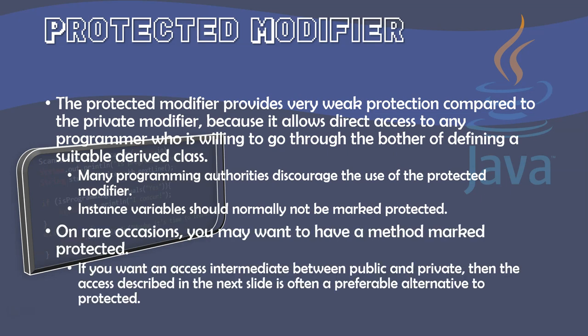Now, there are rare occasions where you want a method marked as protected versus a private method. So we could change a method to protected, which actually makes sense. Let's say, for example, we want to have an access level that's somewhere between a public access and a private access. The access that we're going to describe on the next slide, though, is a little bit more preferable alternative to that of protected. So again, protected is not something you're going to see that much, but instead we're going to see the following.